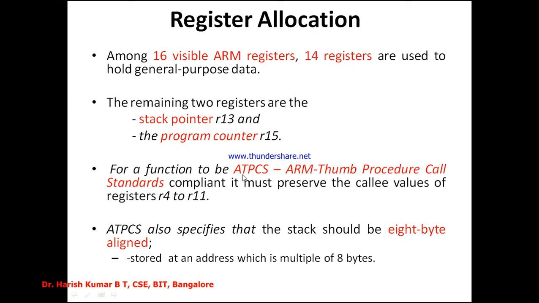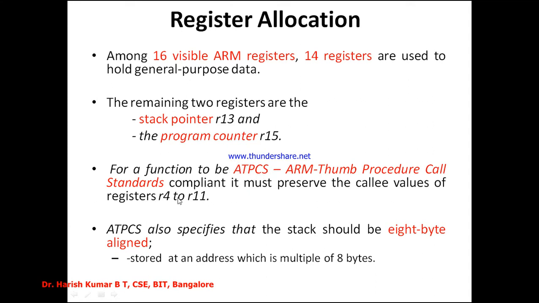Now, whenever a procedure is called from the ARM code to the thumb code, or thumb code to the ARM code, all these registers, R4 to R11, must be preserved. That means they must be saved before calling the procedure, either from the thumb code to the ARM code, or ARM code to the thumb code. So this is what you have to remember. This is what the standard says.